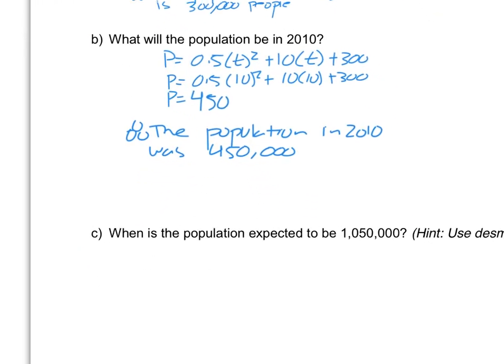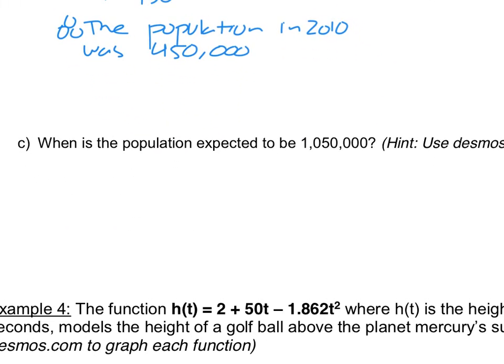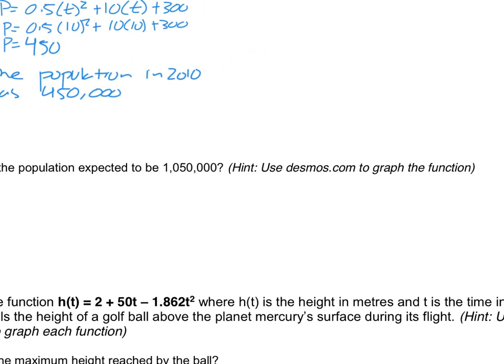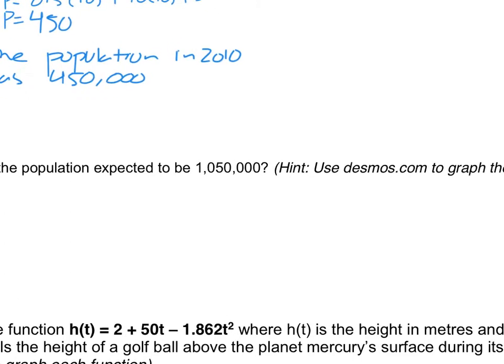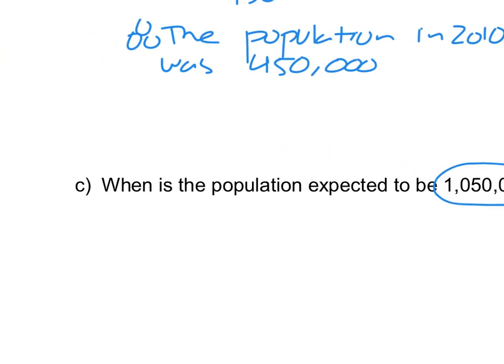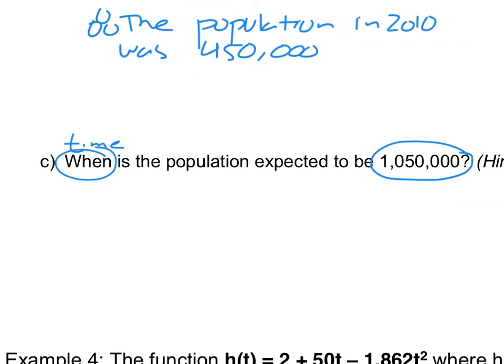Now for the last part to this question, it's asking me, when is the population expected to be 1,050,000? And it's saying to use Desmos to graph out and find the function of when that time will occur. But for us, we're going to use algebra. We're going to use the methods that I taught you earlier because we're going a little bit quicker with this unit. So I'm going to take this population and solve for the time of when that population will occur. This is asking me to find out the x-intercepts or the x values of that time.